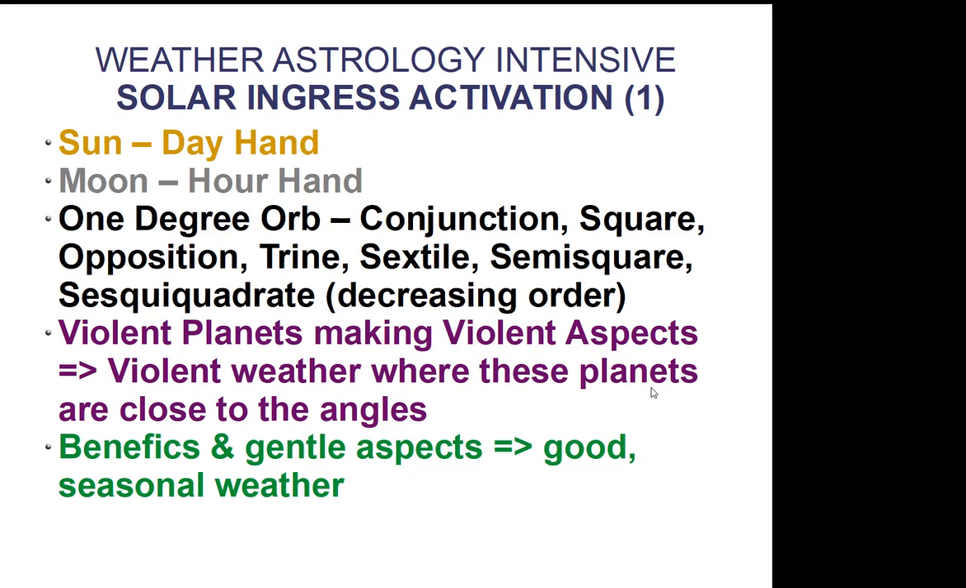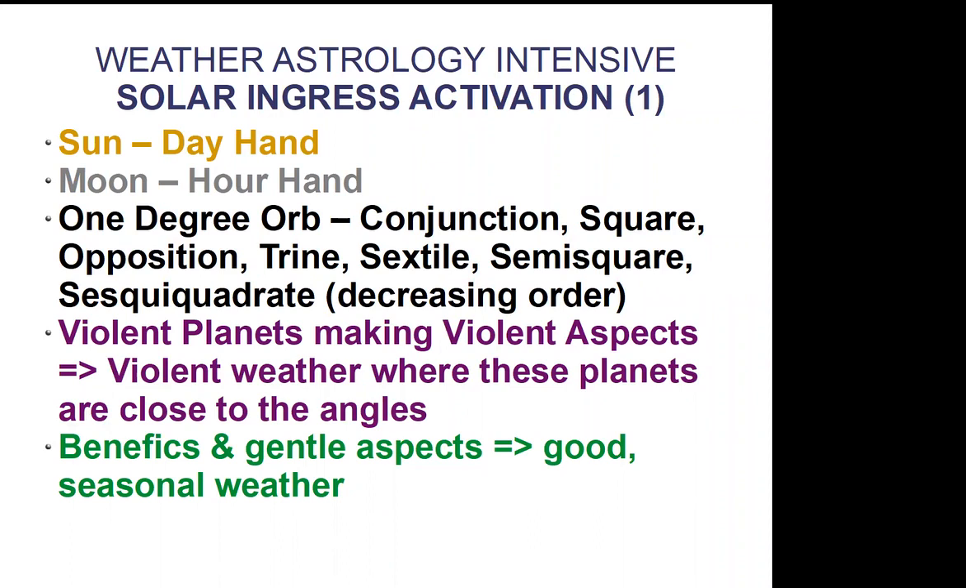In weather astrology, when we do our event reports, the sun is the day hand. So basically, if the sun aspects planets in your solar ingress, it's going to be on that day. If the moon aspects a planet in your solar ingress, especially first, 10th, or the angles, it's going to be at that hour. Now we use a 1 degree orb. So basically with the sun, we're talking 1 degree, 1 day before and 1 day after as a little window of when that could happen. With the moon, we're talking 1 hour before and 1 hour after.